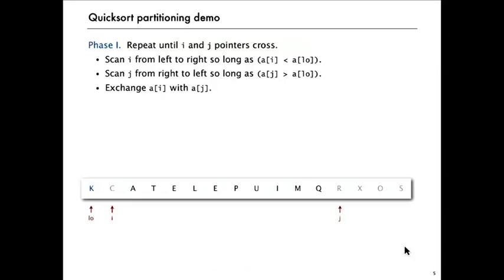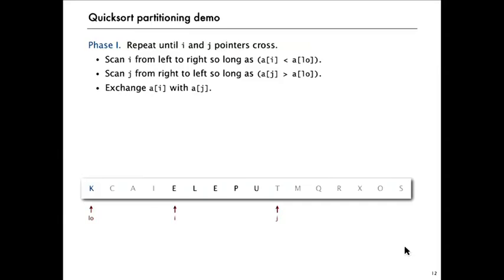Now we increment I as long as it's pointing to an element that's less than the partitioning element. Stop here at T because that's bigger. And now we decrement J as long as it's pointing to something that's bigger than the partitioning element. Stop here at I because that's less. Again, T and I are in the wrong places. If we exchange them, we'll maintain the invariant that everything to the left of I is less than the partitioning element, or nothing to the left of I is greater than the partitioning element, and nothing to the right of J is less than the partitioning element.